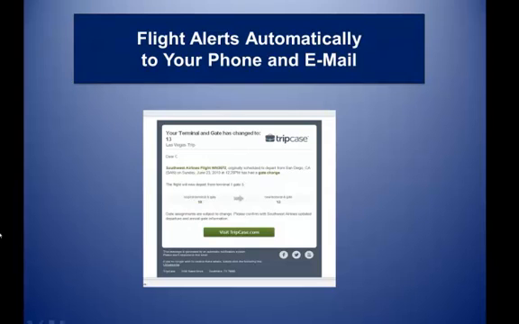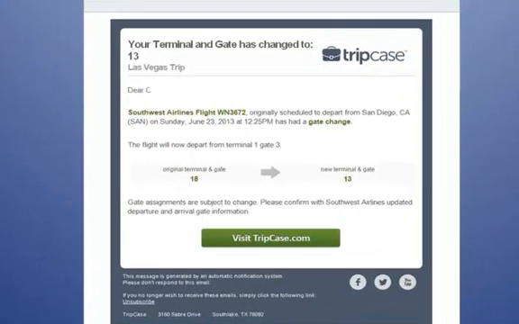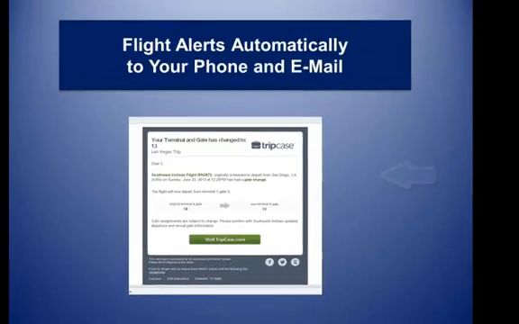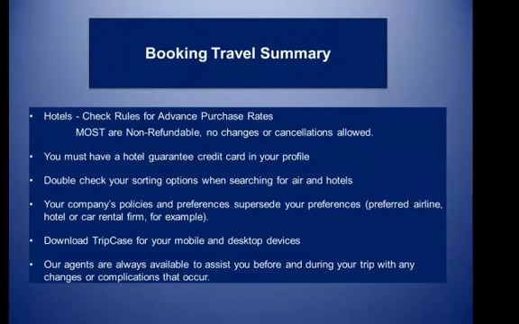If there's a gate change or a time change, TripCase will automatically inform you and you will receive an email, in this case where there was a gate change. So in summary, especially for hotels, we want to make sure that you're very careful about checking the rules, especially when you see a prepaid or advanced purchase rate, because most of them, if not all, are non-refundable, where changes and cancellations are not allowed. Also, make sure that you have a hotel guarantee credit card set up in your billing payment options in your profile.